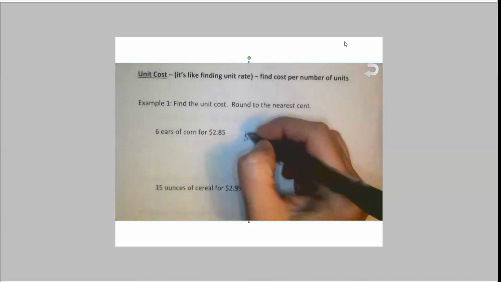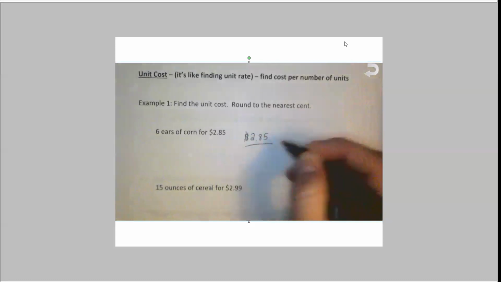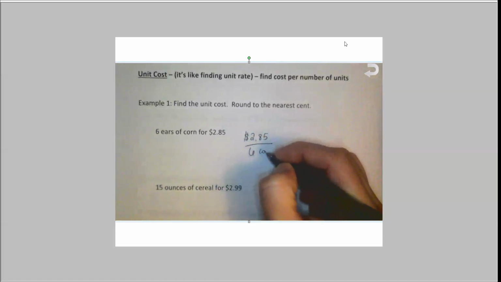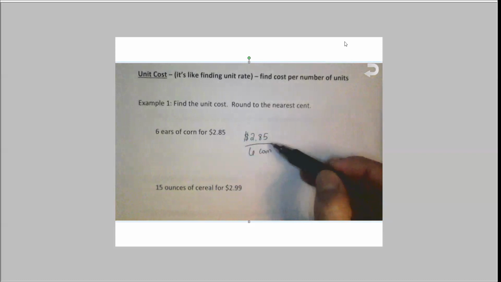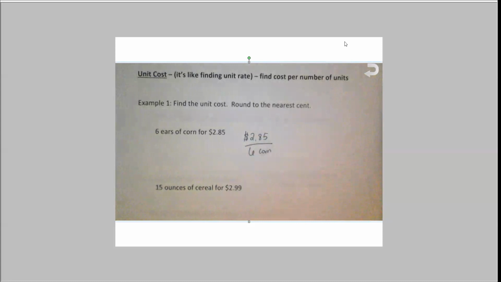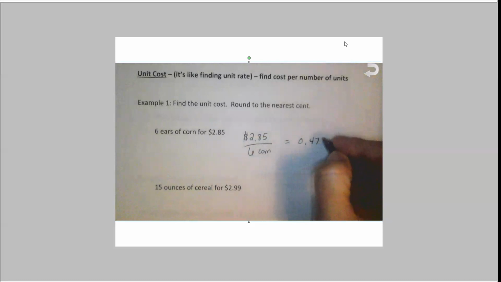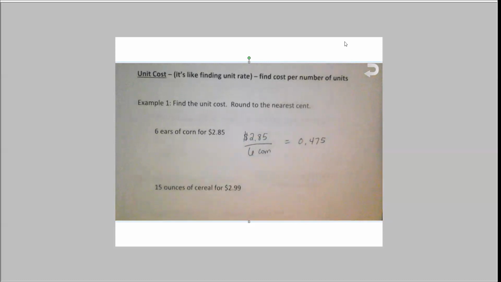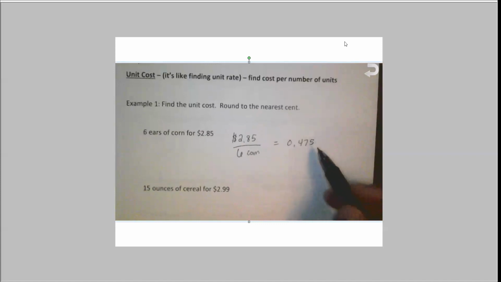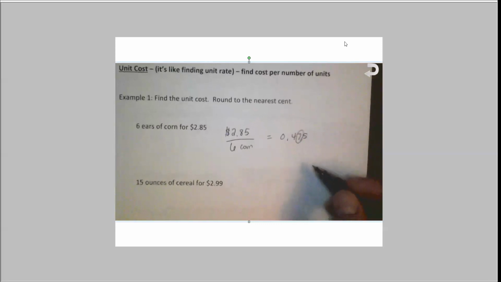So we can set that up as cost over the unit. Okay, so I've got $2.85 for 6 ears of corn. So I'm going to divide 2.85 by 6, and I'm going to get a decimal. 2.85 divided by 6. This decimal is as far as it goes. But notice it said round to the nearest cent. When we talk about money, money only goes out to the nearest hundredths place. So I need to make sure that I round correctly here.